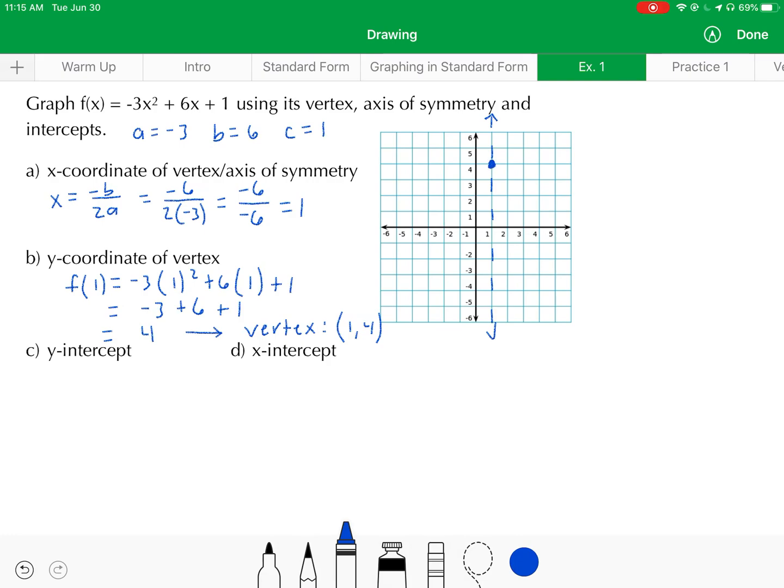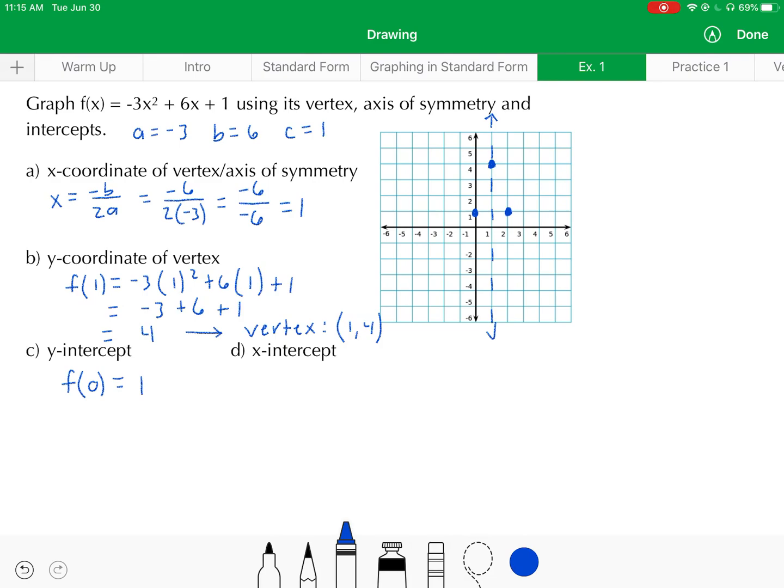Then we find our y-intercept. Really simple. The y-intercept is when x is 0, so that ends up being the c value of the function, which is 1. So we plot a point on the y-axis at 1, and then we reflect that across the axis of symmetry to give us a third point, in this case the point 2, 1.